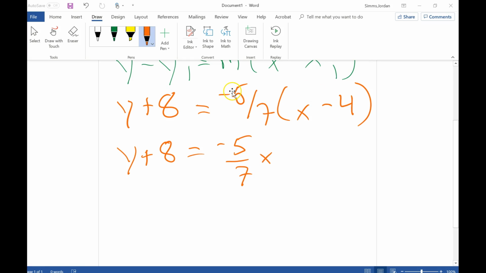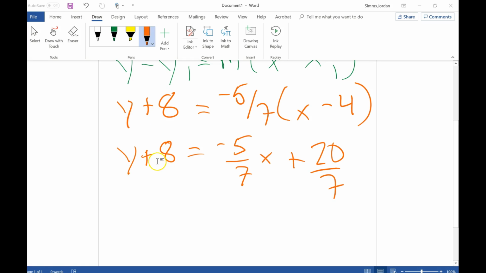Now I'm going to distribute the second term. I have two negatives, so that's going to be a positive. Remember, when we multiply fractions, I can just multiply the numerators and put it over 7. So -5 times -4 is +20/7. So now we're good to go.